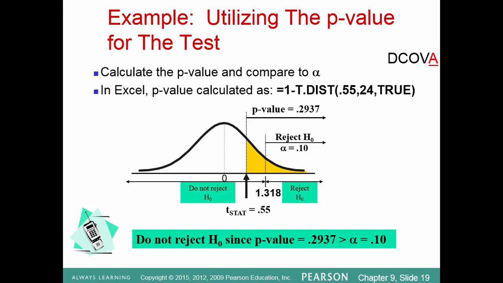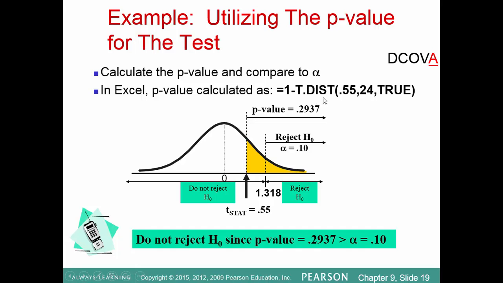How would we do this same test using the p-value approach? Well, we'd calculate the p-value and compare it to alpha. So remember, our test statistic we calculated is 0.55. For the p-value, we want to find what's the probability of getting a test statistic of 0.55 or greater, assuming that the null hypothesis is true. In other words, in a t-distribution with 24 degrees of freedom, what's the probability of getting a number greater than 0.55? For that, we would use this formula here.